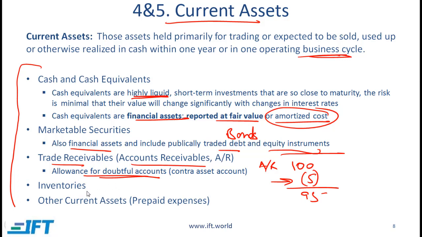Inventories are also considered a current asset, and this item will be discussed in a lot more detail in a later reading. Other current assets such as prepaid expenses are also shown on the balance sheet as a current asset. If you have a rent expense for a given period and that rent is paid right up front, that is an asset because now you do not need to pay that expense once it has been paid.